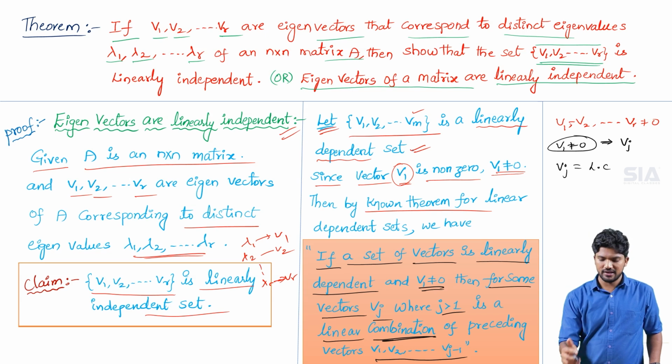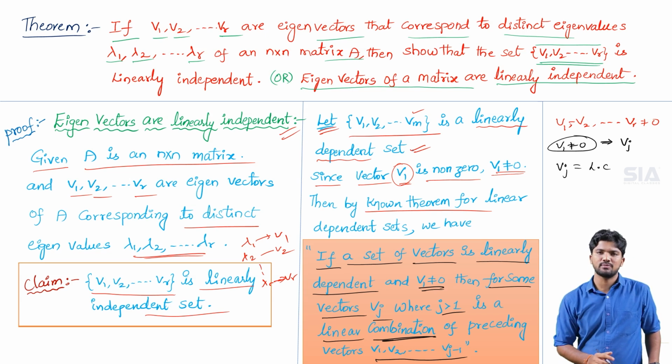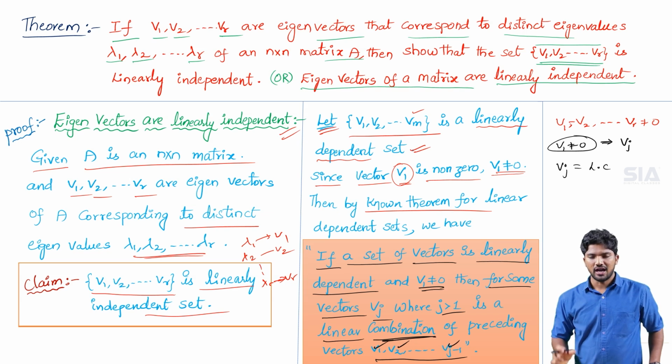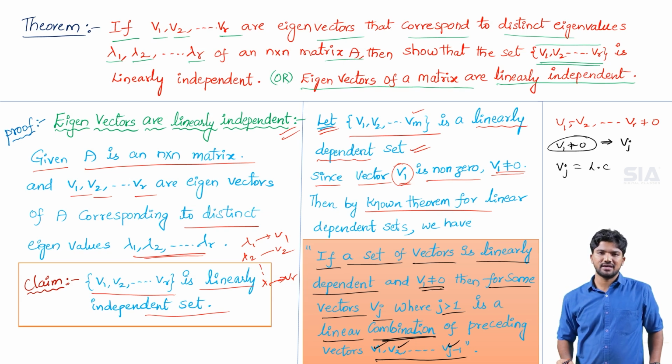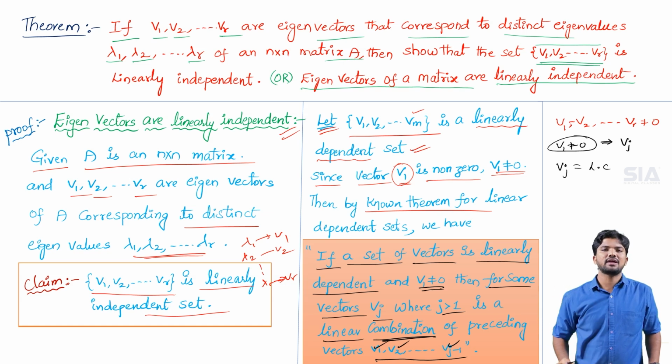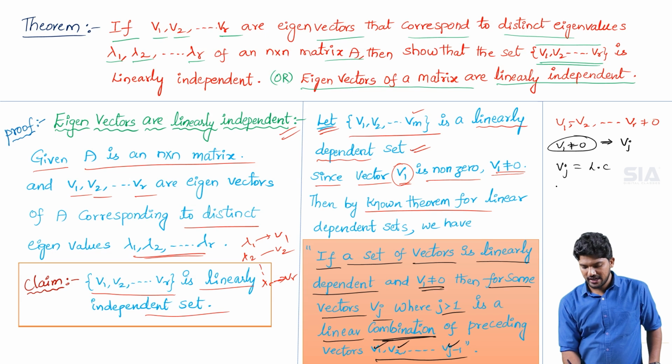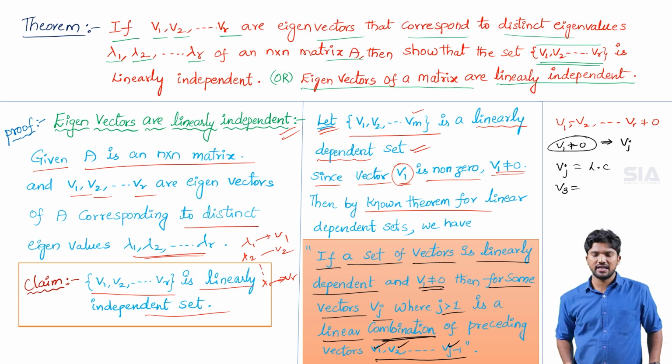Its preceding vectors, that is, the vectors before v suffix j: we have v suffix 1, v suffix 2, and so on up to v suffix j minus 1. For those preceding vectors, we write the vector v suffix j as a linear combination of its preceding vectors. Similarly, in the previous lectures also we clearly discussed that v suffix 3 is a linear dependent vector.